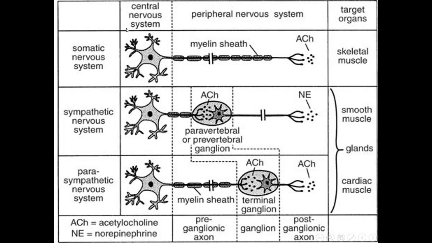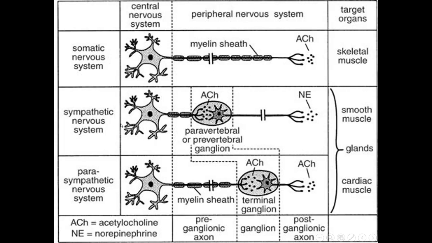The central nervous system connects to the peripheral nervous system, which has the somatic nervous system and the autonomic nervous system. The somatic neuron originates in the anterior horn of the gray matter, and its myelin sheath reaches the skeletal muscle, which releases acetylcholine.